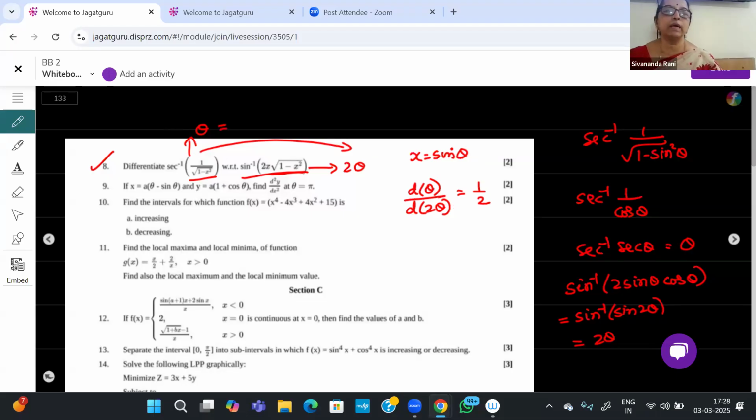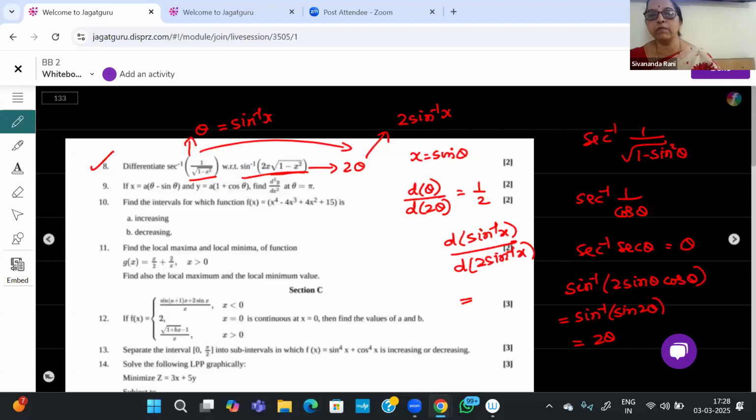Otherwise, what you can realize is that this theta is nothing but sine inverse of x, and this is nothing but 2 times sine inverse of x. So they're asking you the derivative of sine inverse of x with respect to 2 times sine inverse of x. You know that this is 1 by root of 1 minus x square, and this is 2 by root of 1 minus x square. So 1 minus x square gets cancelled. I get half. You can understand it either way, but this is a direct way of doing it. Try this.